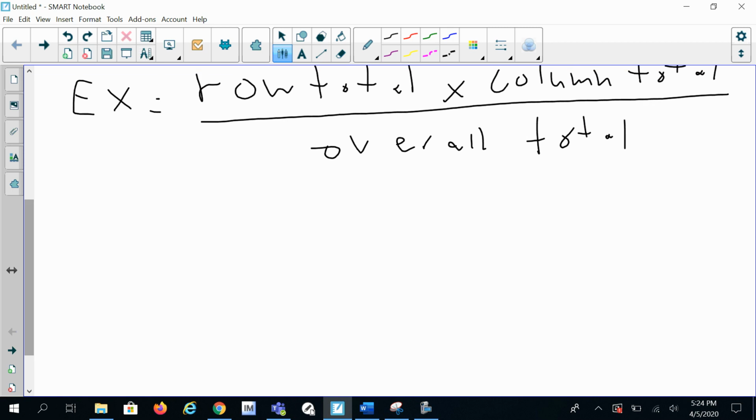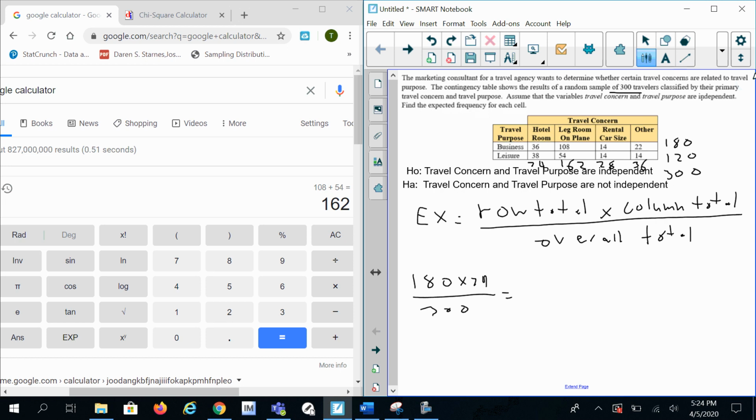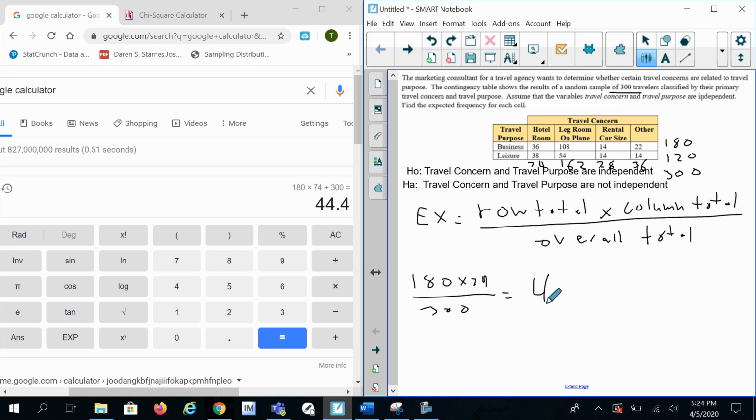So I'll write out the first one. All right, let's do that. We have 180 times 74 divided by 300. That's the row total times the column total divided by the overall total, which is 44.4. And that's our first one. We have to do that 7 more times.